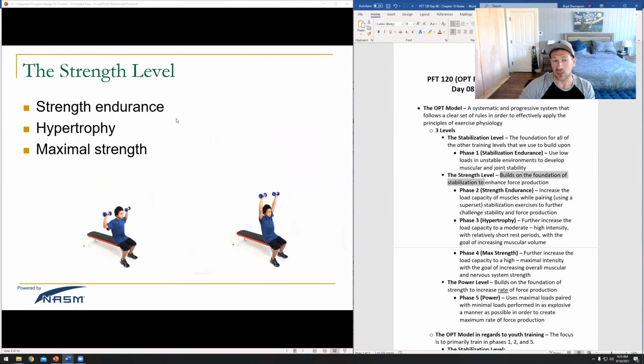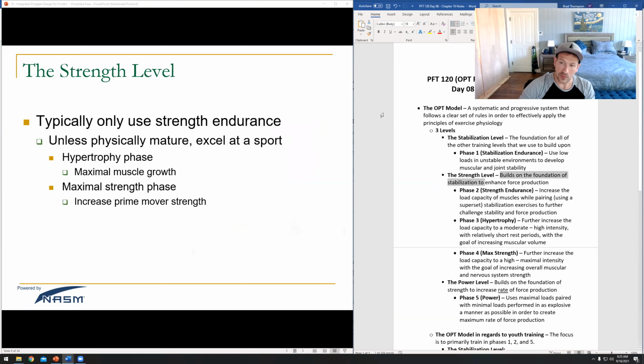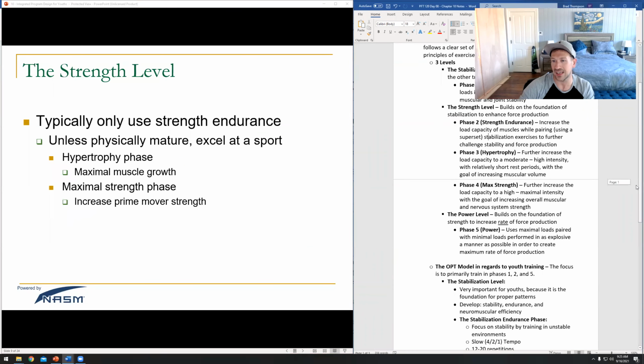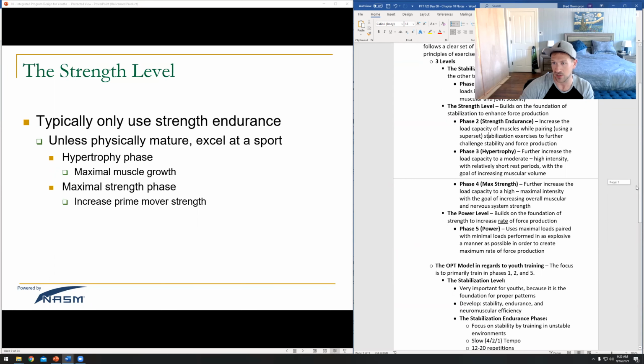So that's the strength level, right? Three individual phases here. With youth clients, typically we're really only going to use strength endurance. That's the only phase that's really appropriate for them because it's still relatively high repetitions. And like we said, youths are not particularly gifted with anaerobic exercise. So because strength endurance involves supersets, which by the end makes that a very high number of repetitions, that's going to be a great way to increase that capacity and get into the aerobic energy system instead of the anaerobic energy system.